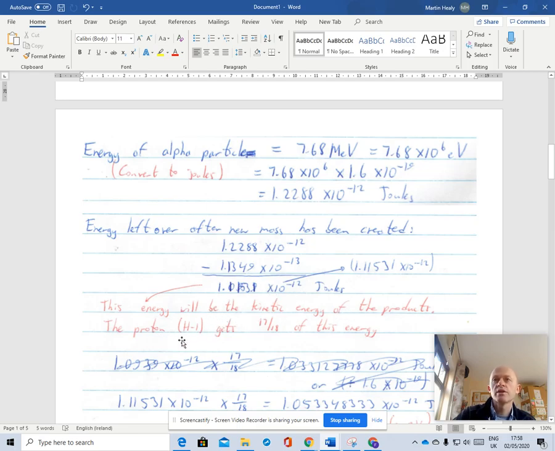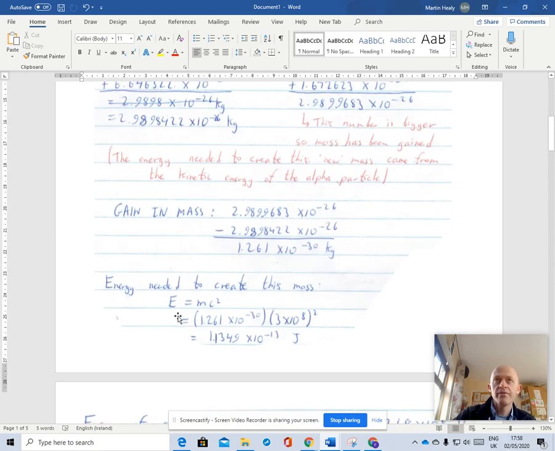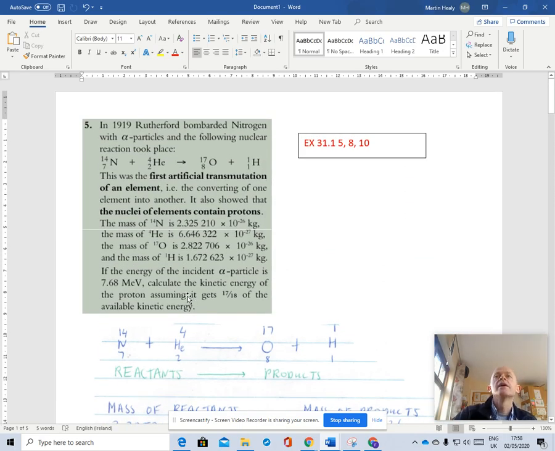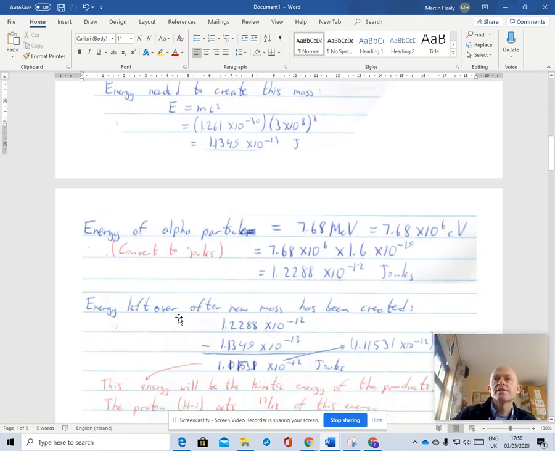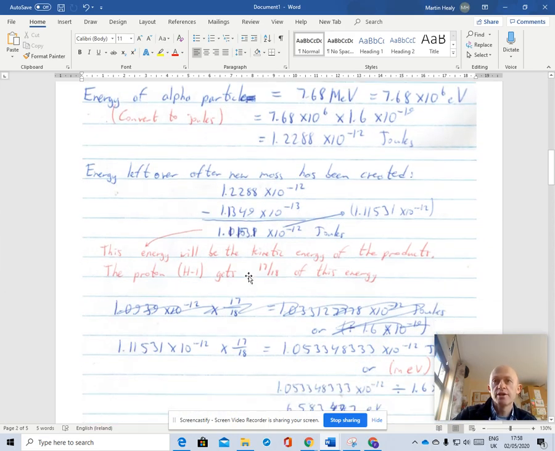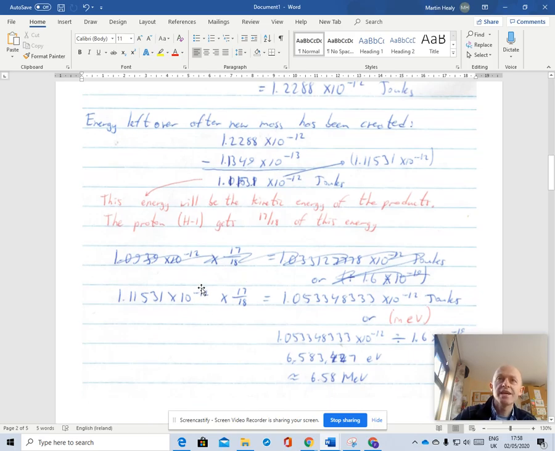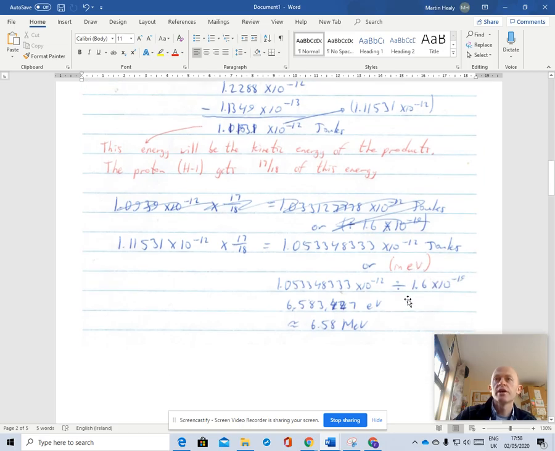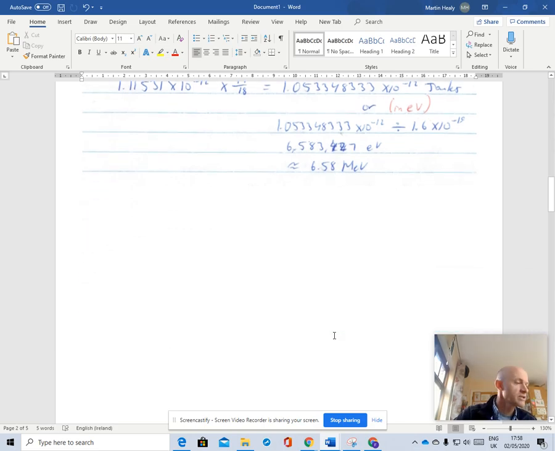So to the proton, and it says in the question that the proton gets 17/18 of the available kinetic energy, and this is the available kinetic energy. So we get 17/18 of that, and that's the energy of the proton. Pretty tricky question. Then to convert that into electron volts, which is the answer given in the back of your book, divide that by 1.6 by 10 to the minus 19, and you get 6.58 mega electron volts.